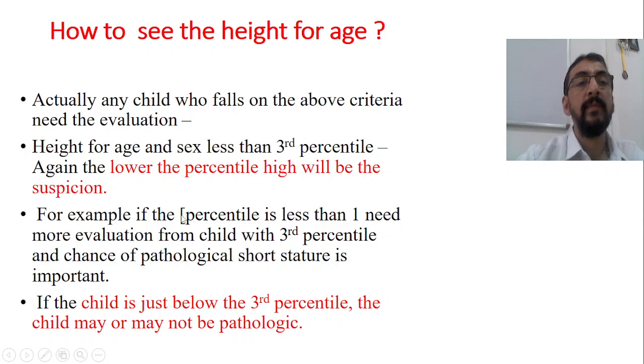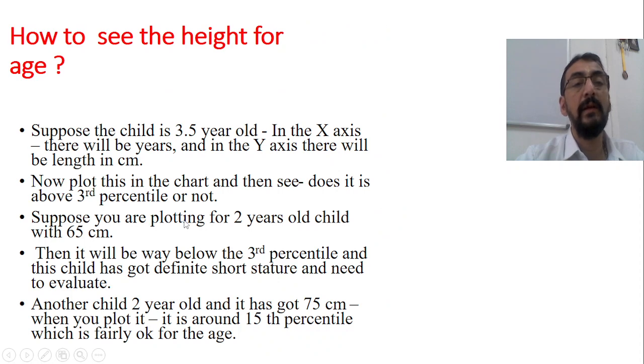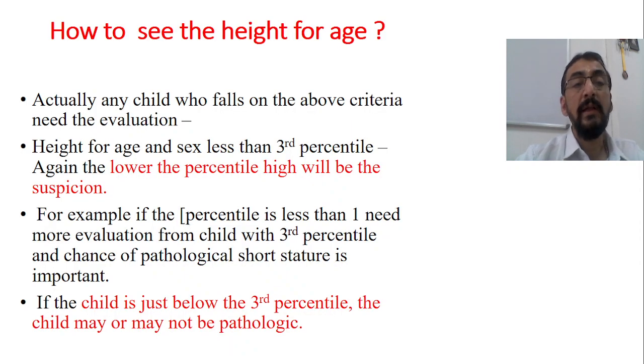Now, how to see the height for the age? So this is what we have seen, height for the age. Any child who falls under the above criteria needs to be evaluated. What is that criteria? If the height for the age and sex is less than the third percentile. Again, the lower the percentile, the higher will be the suspicion. If it is too low, then the suspicion will be high. At the borderline itself, 50-50 chances are there, anything can happen. This is one thing.